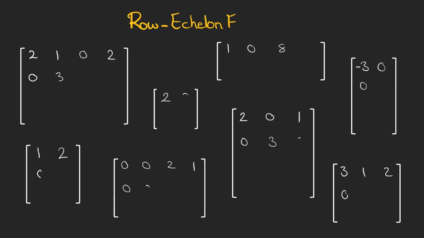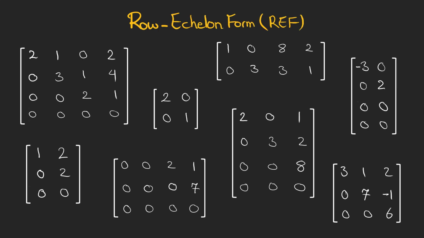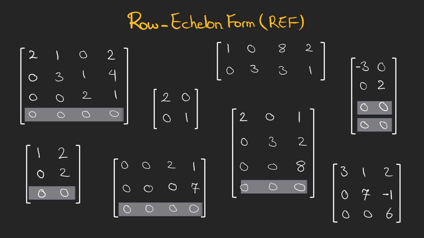These matrices are all in row echelon form. A matrix is in its row echelon form if all the rows that contain only 0 elements are at the bottom of the matrix and the other rows that consist of at least one non-zero element are above these rows.